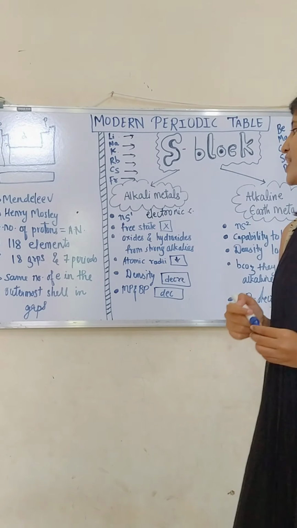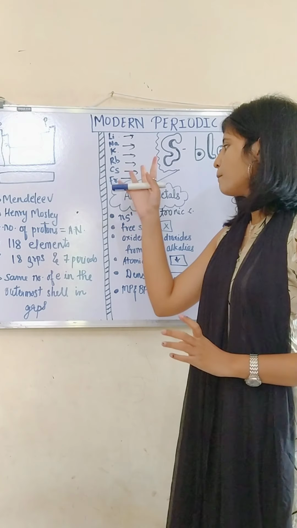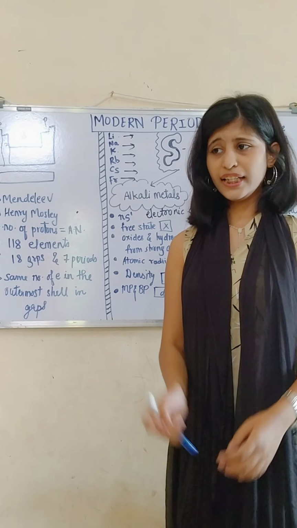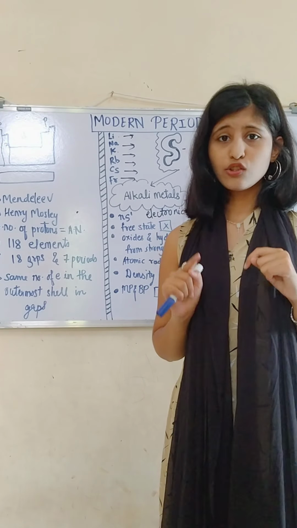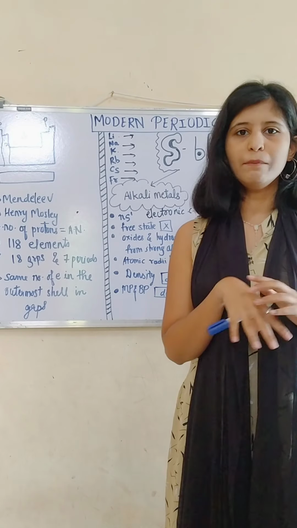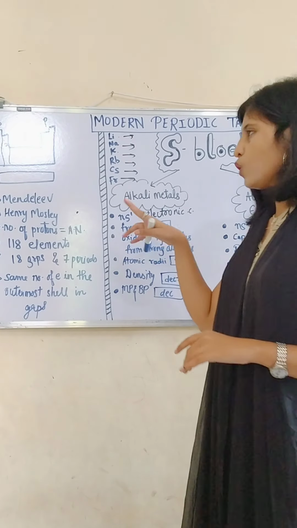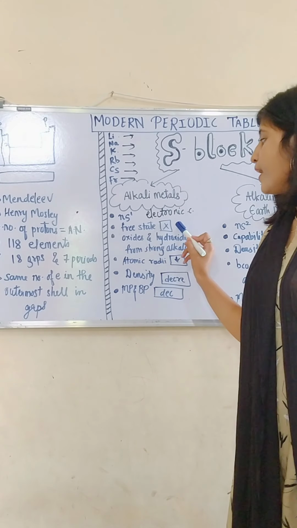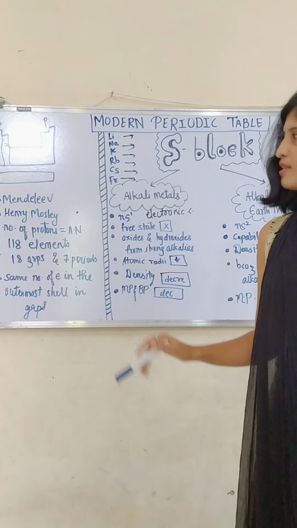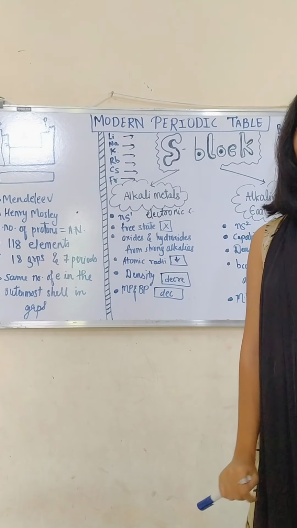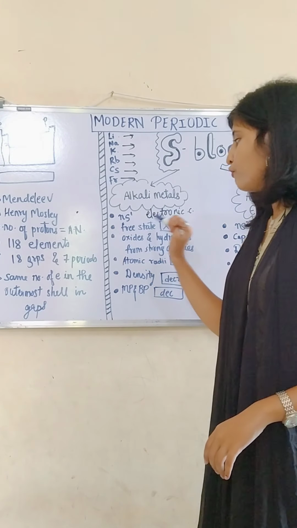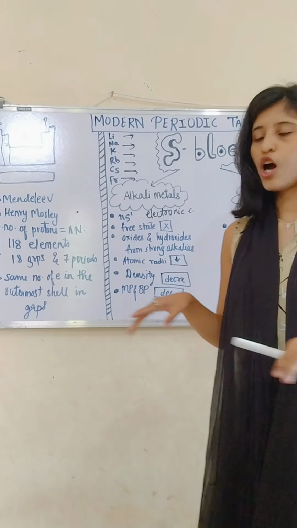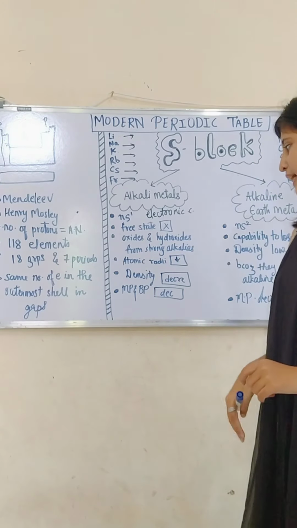Electronic configuration is ns1. That is, what will we call S block elements? Basically, when the last electron enters the S orbital, we call it an S block element. So its electronic configuration is ns1. Now these elements, that is your group 1 elements, are not found in their free state or native state.